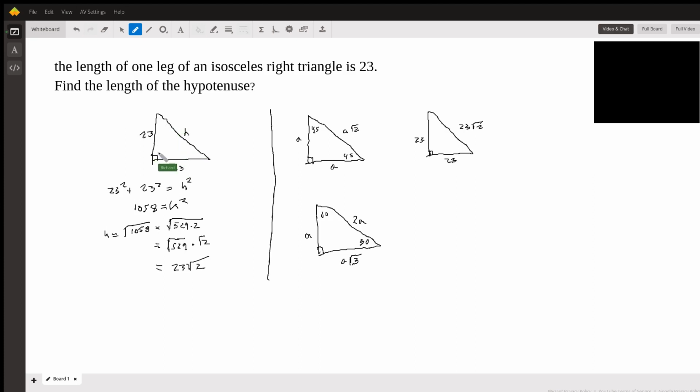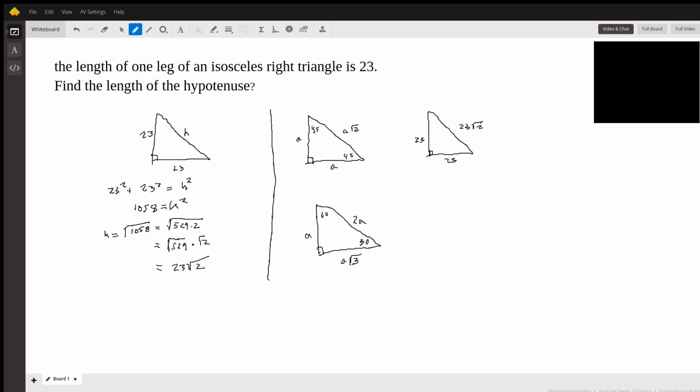Here's our isosceles triangle. It has 23 for one leg, 23 for another leg. And so we'll set up the equation here from Pythagorean theorem. Using my calculator, I get that 23 squared plus 23 squared is 1058. That's the hypotenuse squared. The hypotenuse itself would be the square root of that. And it turns out that 1058 is the same as 529 times 2.